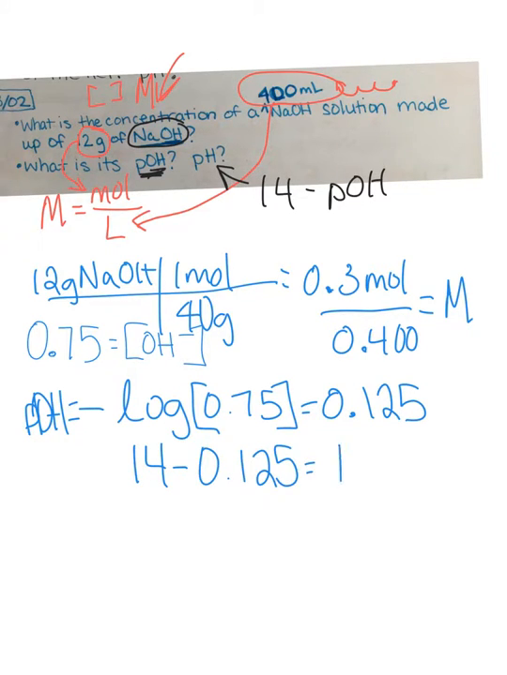and you got 13 point what? Just 8.7? Just any of those. That's fine. All right. So you got a higher pH, and that should make sense because it's basic. All right? We're all good with that?